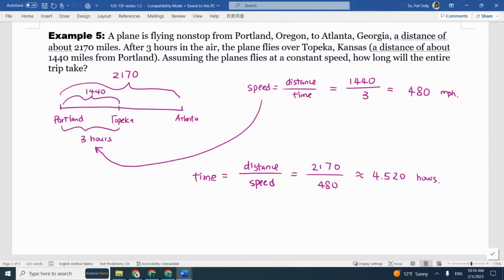Okay. Yes. So last time we also talked about this problem. Speed is distance over time. You know that from your physics. And so here, from Portland to Topeka, we know the distance, we know the time. Therefore, we can find the speed. And because this entire trip we have a constant speed, let's figure the distance from Portland to Atlanta. The time is distance over speed. Therefore, 4.52 hours. Okay, everybody?